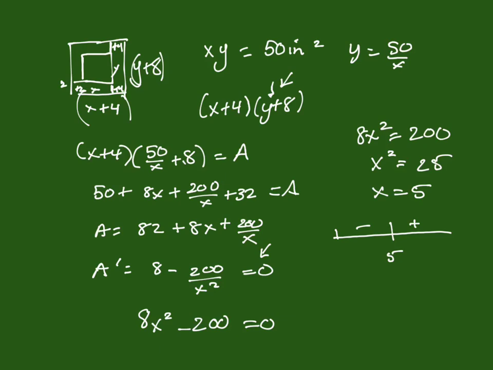Find the overall dimensions. Okay, so overall dimensions would be the outer. So that would be x plus 4, so 5 plus 4. And then y is 50 over 5, so 10. Sorry, so x equals 5, y equals 10. So it would be 10 plus 8, so 9 inches by 18 inches. So 9 by 18. All right, and I'll do the last problem on a separate video.